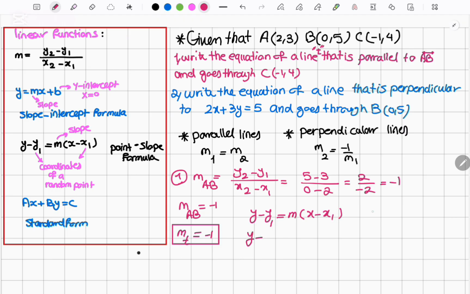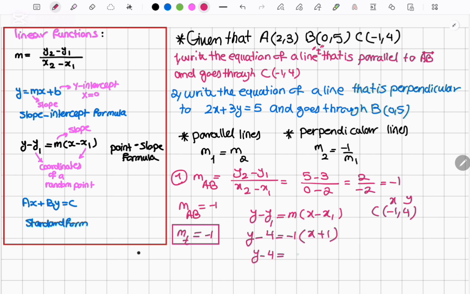So C is (-1, 4), meaning the x is negative 1 and the y is 4. And you might ask, teacher, what are these y and the other x? Those are the variables of the graph, guys. Whenever you want to write the equation of any graph, you're supposed to have two variables, y and x, so that you can substitute for x and then you can get the y. So it's going to be y minus 4 is equal to m, the m that we found is negative 1, times (x minus negative 1), which is going to be x plus 1.